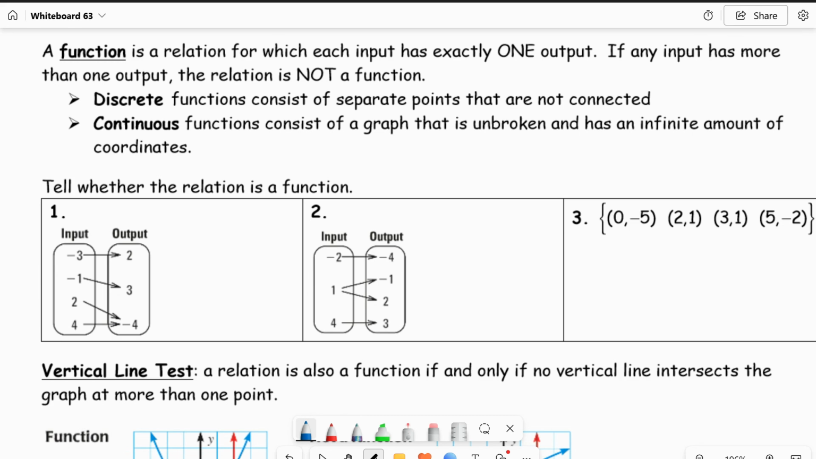So let's just take a look at number 1. We need to make sure that each input has exactly one output. So for number 1, -3 goes to 2. That's good. -1 goes to 3. Good. 2 goes to -4. 4 goes to -4. As you can tell, both 2 and 4 give you an output of -4. That is okay because they can have the same output. It's just each input can't go to multiple outputs. So this one would be yes.